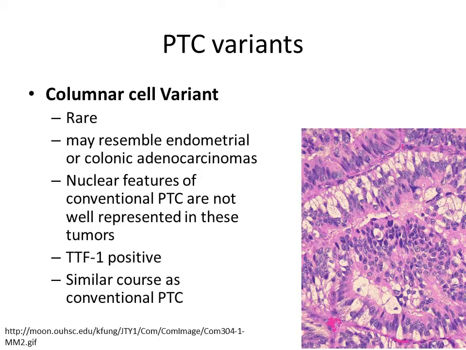Columnar cell variant is a very rare type. It may resemble endometrial or colonic adenocarcinomas histologically. The nuclear features of conventional papillary thyroid carcinoma are not well represented in these tumors, so don't expect to see the nuclear clearing or grooves in these tumors. More often than not, you're thinking about endometrial or colonic adenocarcinoma or lung adenocarcinomas as well.